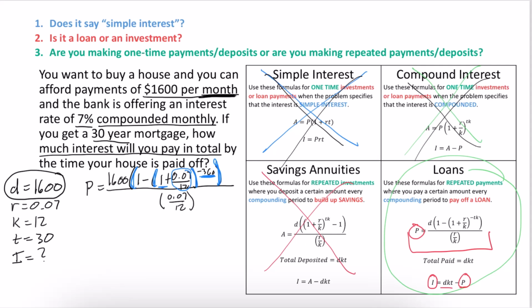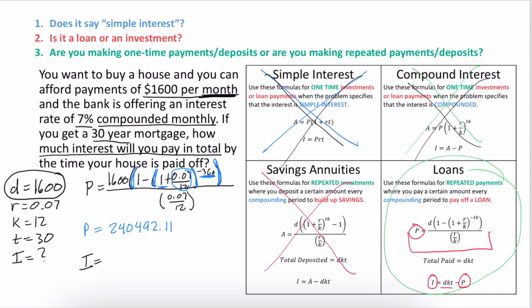But you'll do 1 minus it to get the big set of parentheses on the top of the fraction. And then you can either multiply by 1,600 or divide by the stuff on the bottom. In either case, after you've divided by the stuff on the bottom and multiplied by the 1,600, you're going to get that P equals $240,492.11.